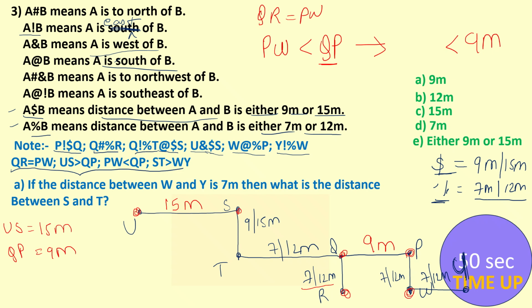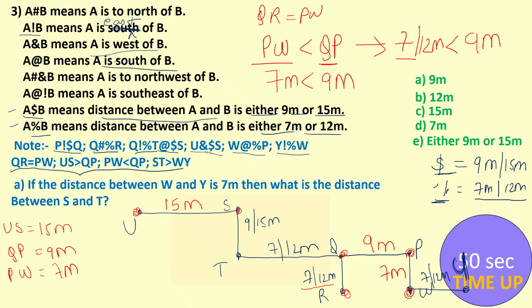So it can be 7 or 12 meter. Okay. So now tell me, is 7 smaller than 9 or is 12 smaller than 9? So 7 is lesser than 9 or 12 is lesser than 9? Obviously 7 is lesser than 9, correct? So PW distance will be how much? 7. So 7 meter will be PW, which is less than 9 meter. So here PW distance you got as 7 meter.